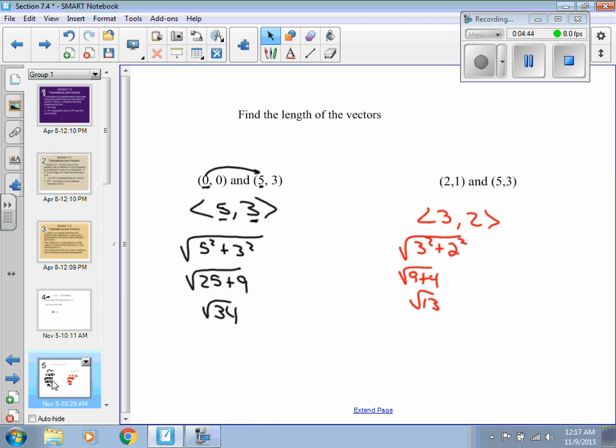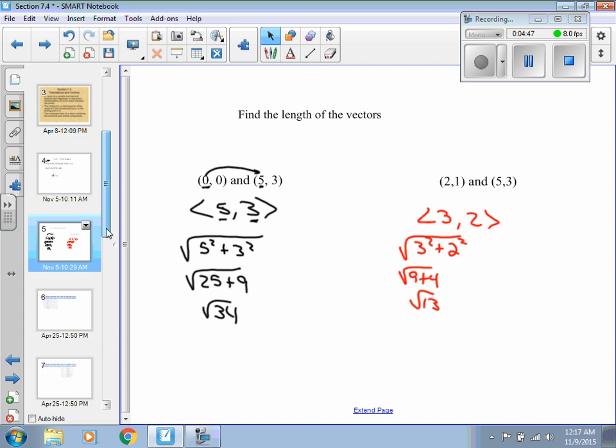Okay, again, you can use the distance formula if you want to find the magnitude of the vector to work just as well.